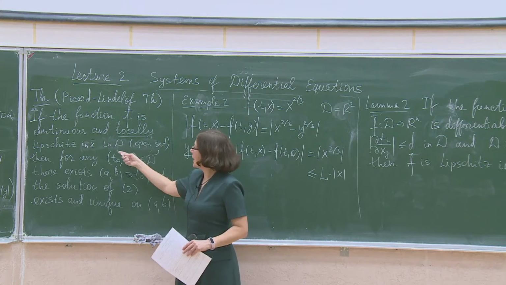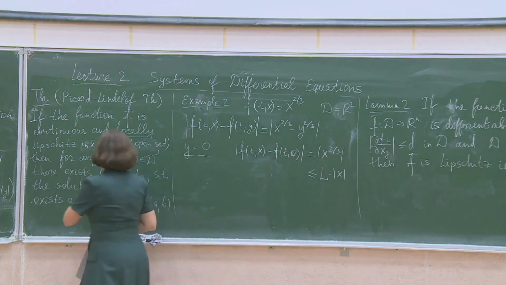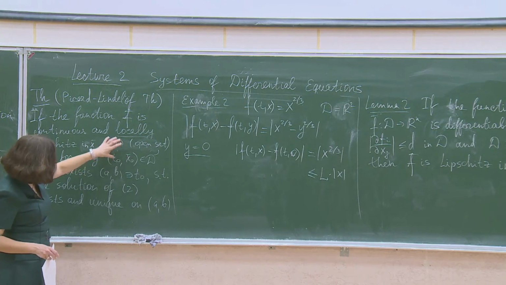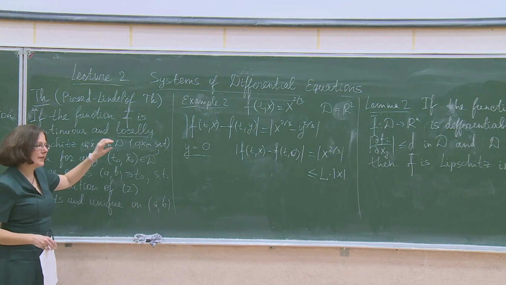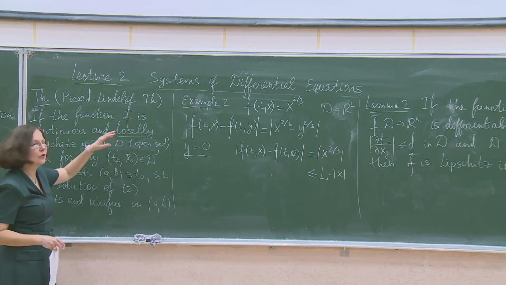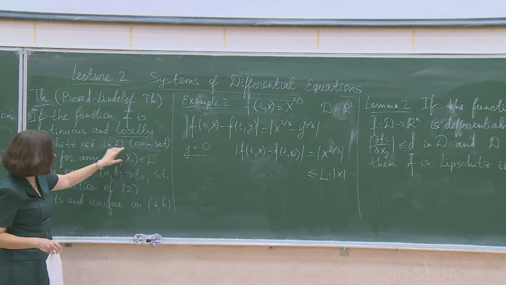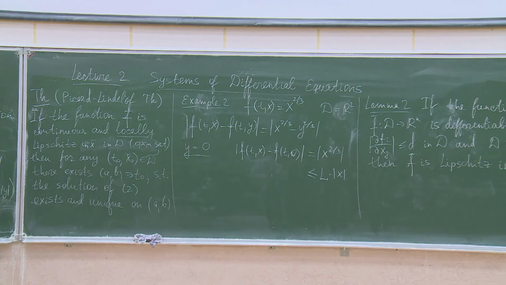And so we may speak about locally Lipschitz functions. This means that for any fixed point, there exists an open set containing this point such that our function is Lipschitz in this open set. So this means locally Lipschitz.